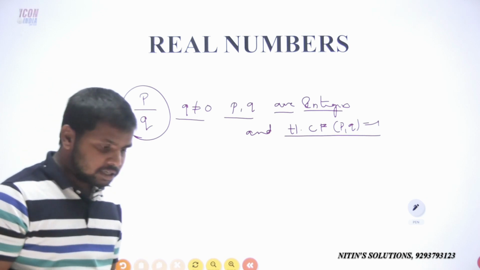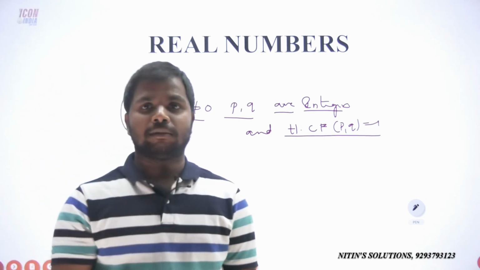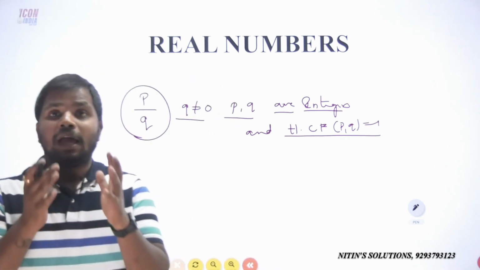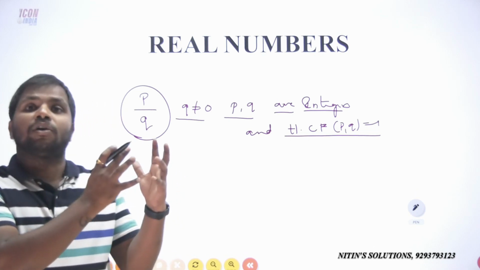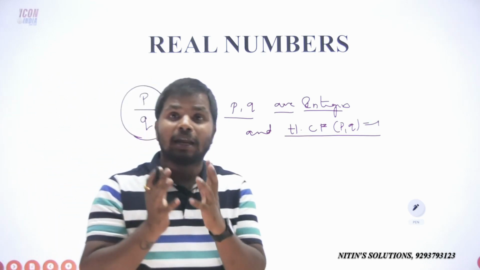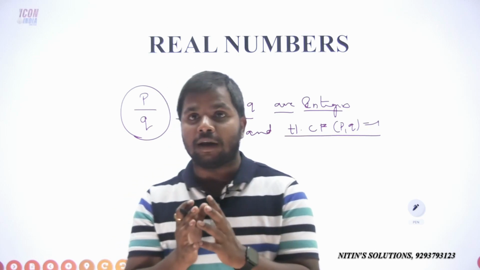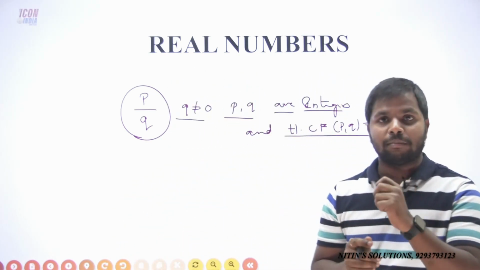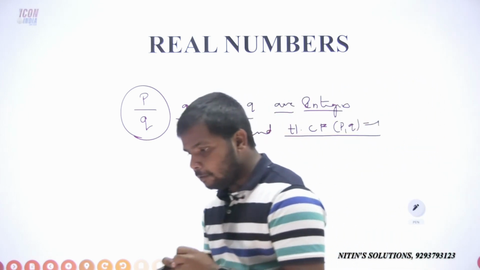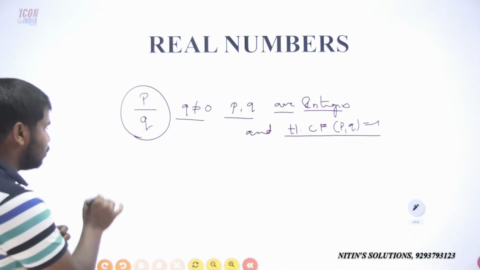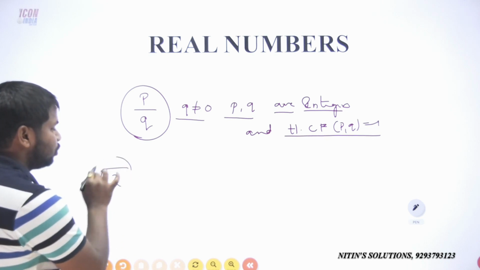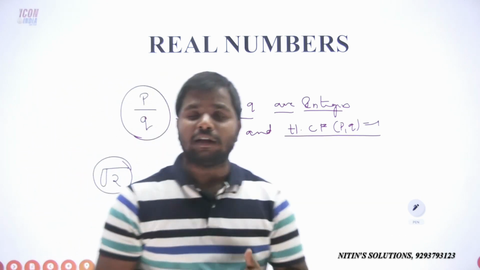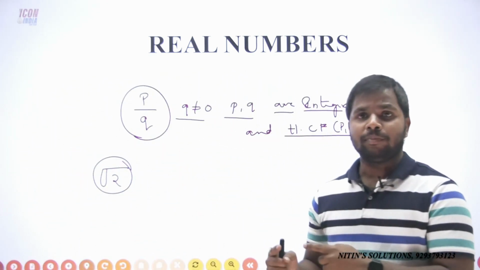Now coming to the irrational numbers. What is meant by irrational numbers? Irrational numbers are nothing but a number which we cannot represent on the number line. Such numbers are called irrational numbers. For example, if I have a number root 2, can we represent the exact value of root 2 on the number line? We cannot represent.